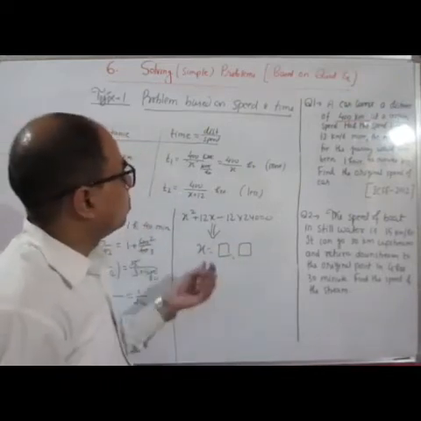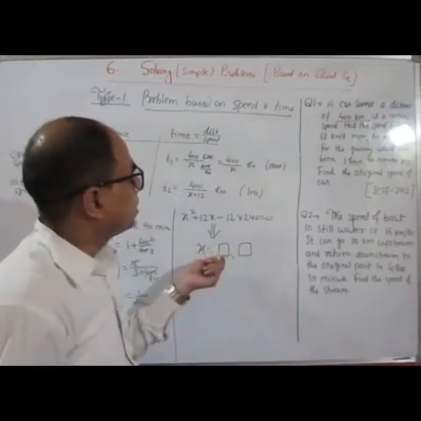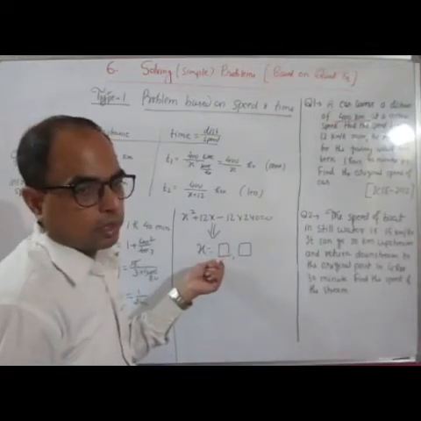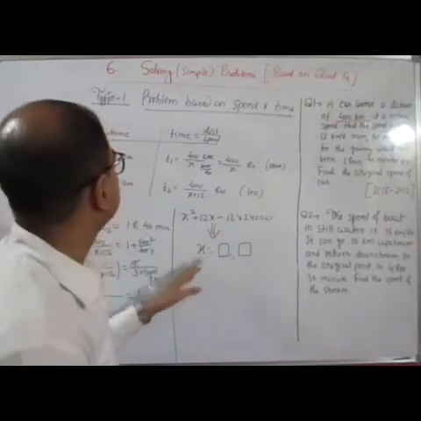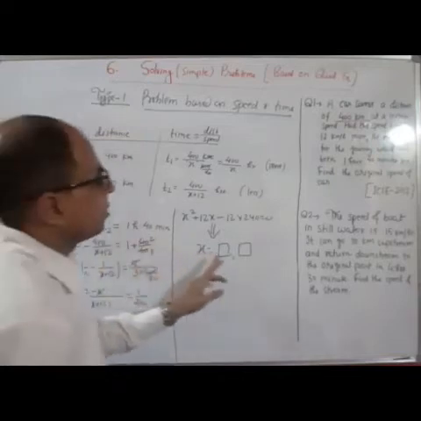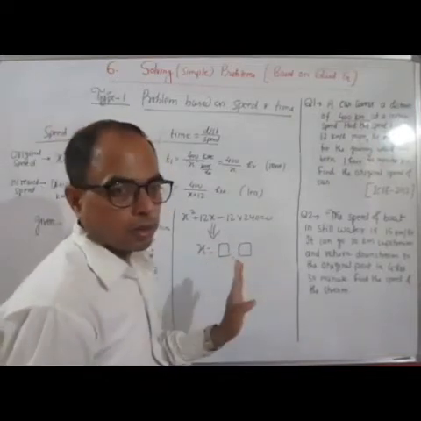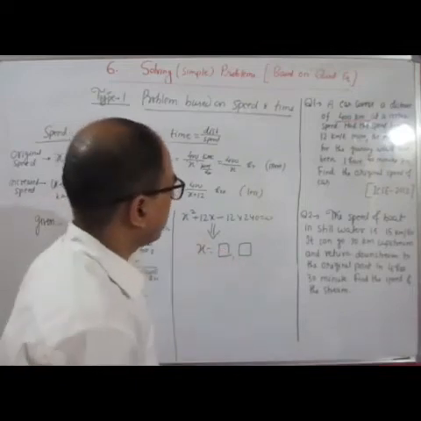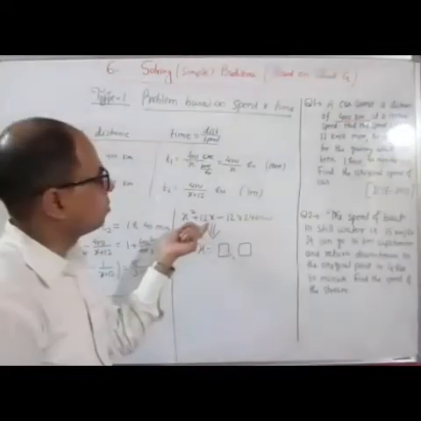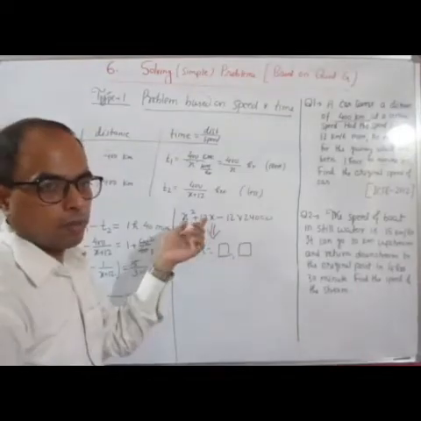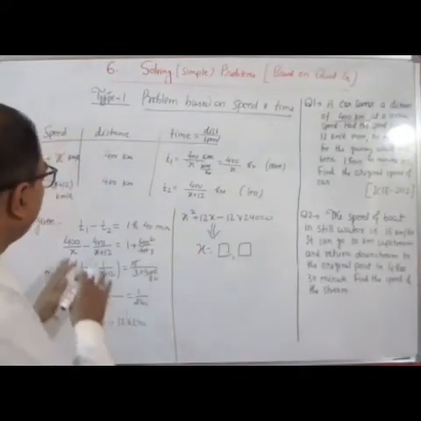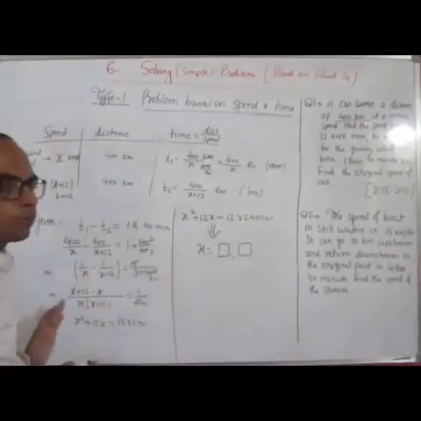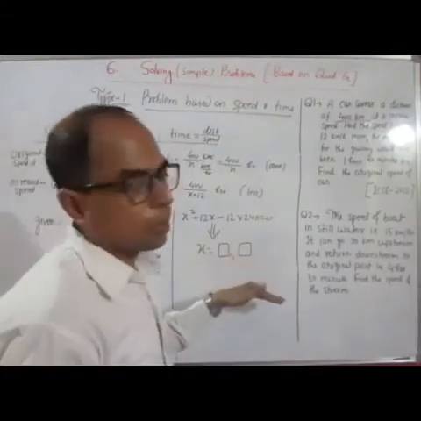Clear? So always take the positive value of x. Ignore the negative value of x. Why? Because speed cannot be negative. So if you are getting a negative value of x, ignore that one. So the positive value of x will be the answer. After this I am not solving because you know how to solve the quadratic equation. My main focus is how to make the equation. That is my main target in this chapter.